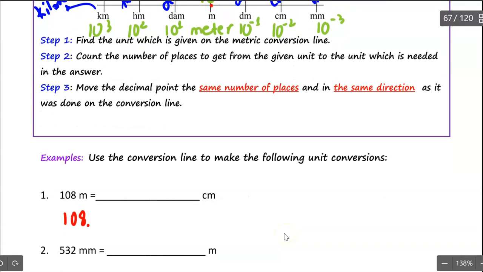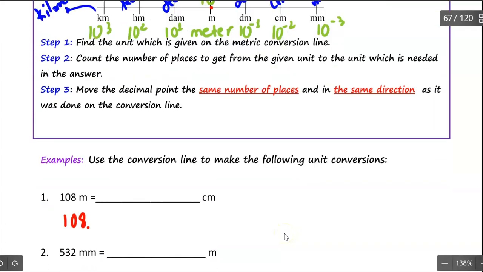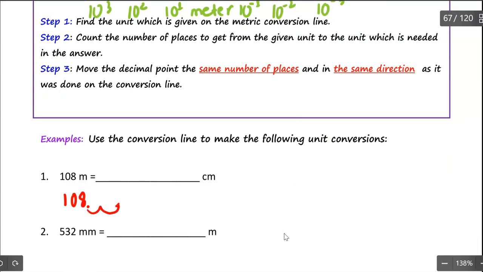So I'm going to move 2 spaces, right? So I'm going to do 1, 2 to get the centi. So what I'm going to do is now my decimal point will be right here, and in between I will have 2 zeros. So in this case my number will be 10800 centimeters.